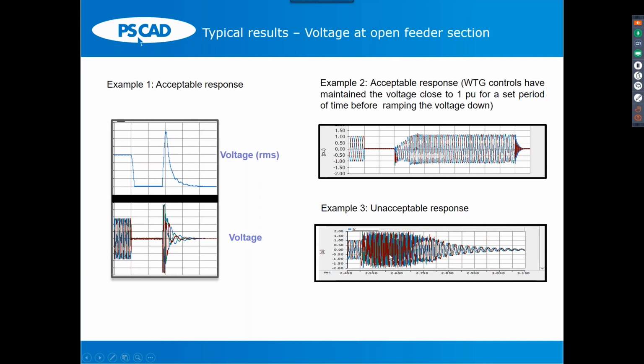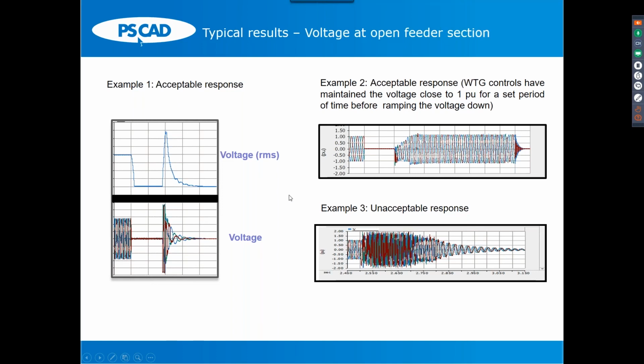But here is a case from one of our early simulations, 5-6 years ago or 3-4 years ago. In this case, the controls could not handle the situation. Something went wrong, and you can see unacceptable voltages.